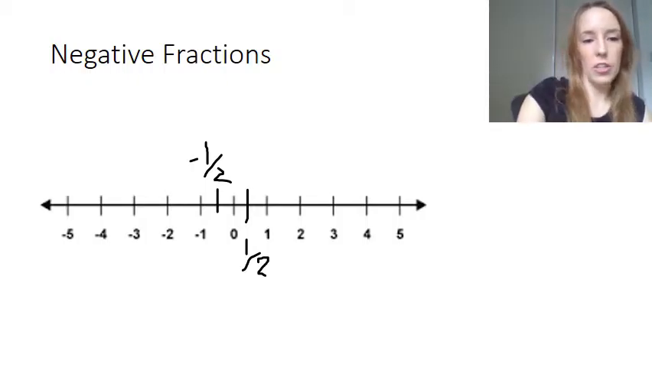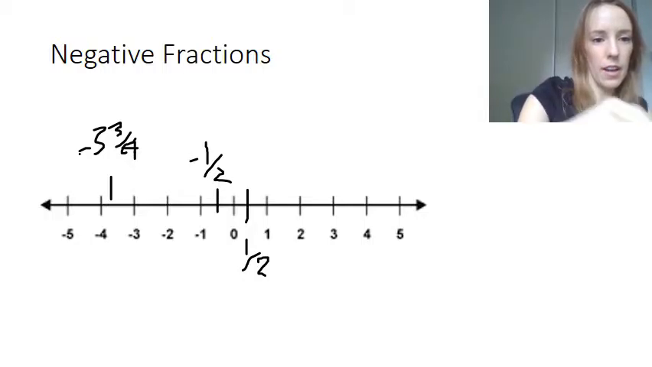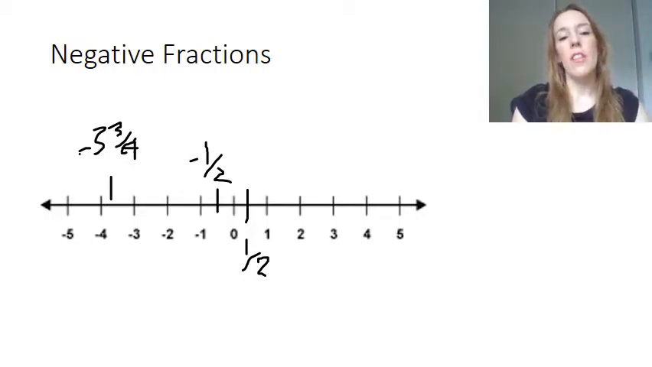And they're just fractions. So for instance, I might have here negative 3 3/4. Well, that's supposed to be 4. But you get the point there. So you can see the negative numbers fall on our number line to the left of 0, meaning they are less than 0.